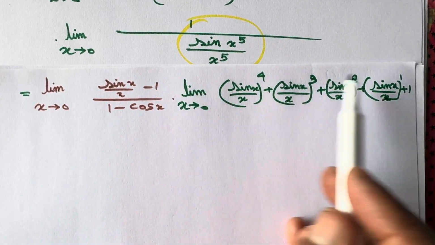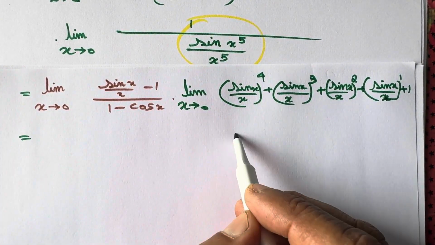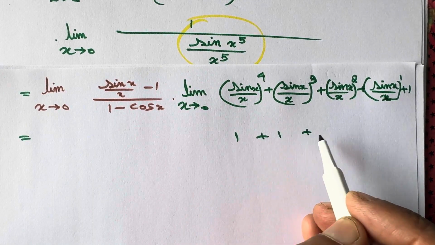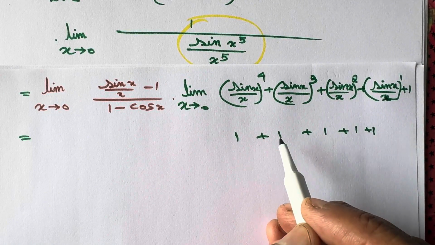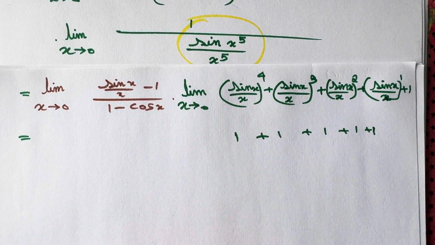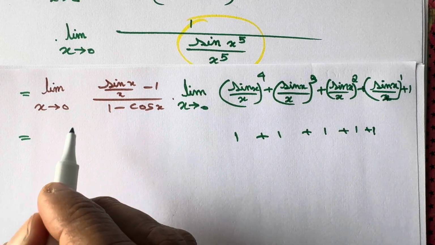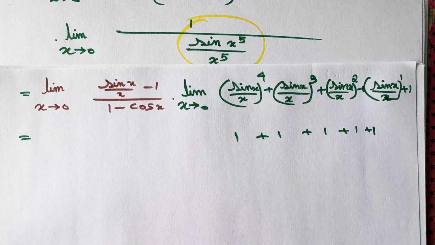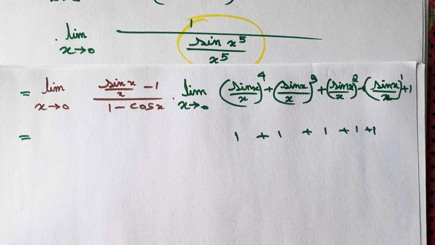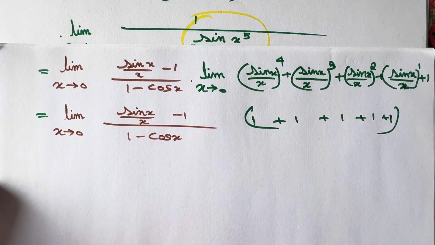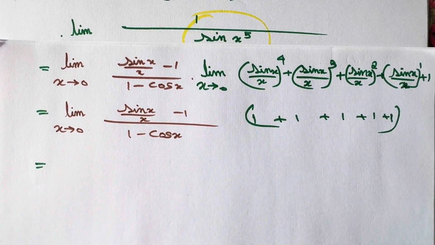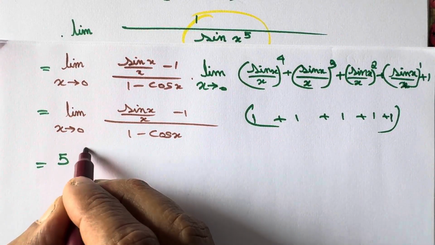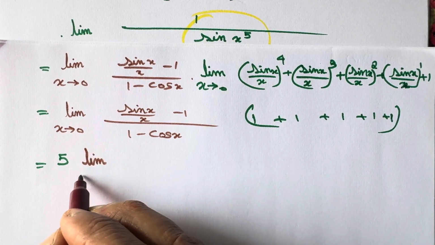Can we compute this limit? Of course, yes. This is equal to 1 plus 1 plus 1 plus 1 plus 1. How many? 1, 2, 3, 4, 5. Okay, we did simplify a lot. How about this one? We just copied it as it is for the time being. And this is just equal to 5. That's a constant, so we don't have to worry about the limit x tends to 0.